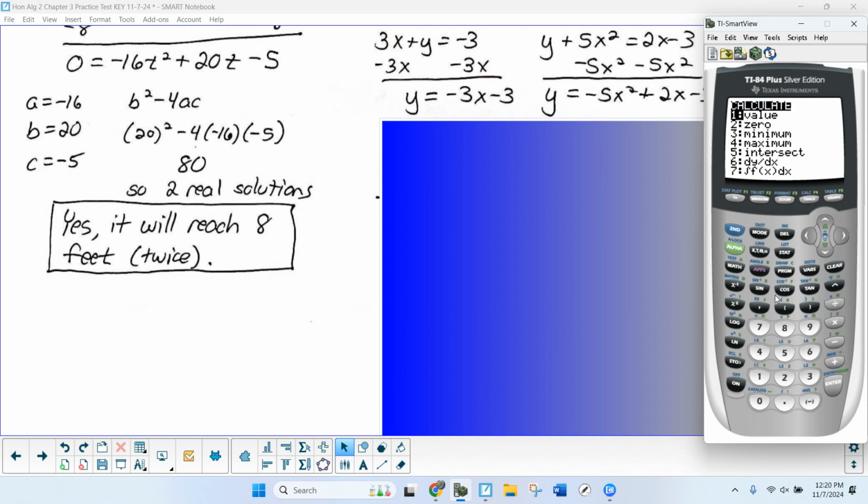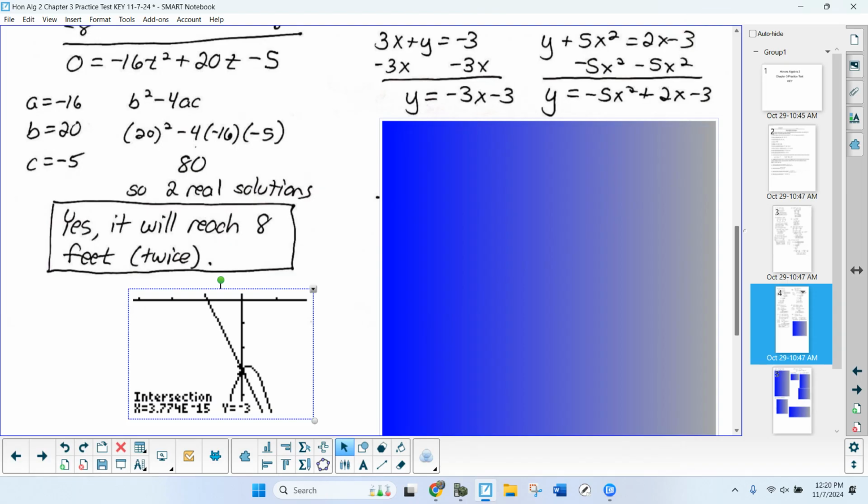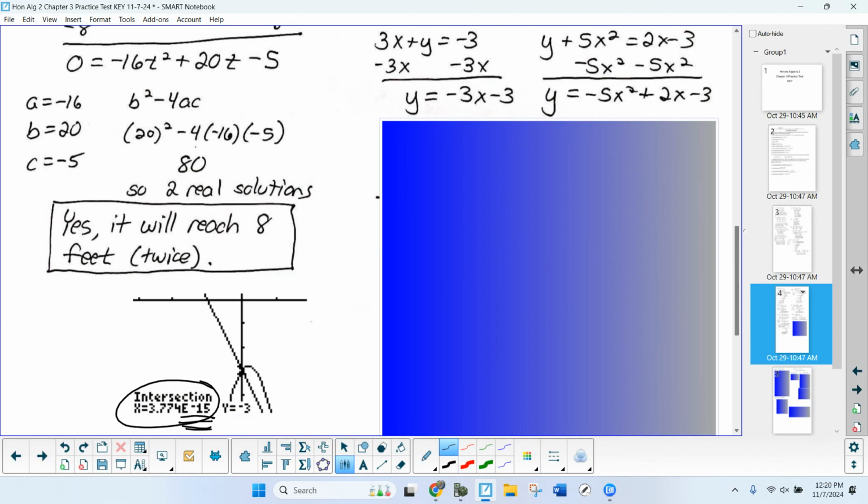Second calc, intersect, enter, enter, enter. My first one was, ooh, what is this number? I'm glad I did this because you have to be careful. What does that mean? Times 10 to the negative 15. That's 0.0000, 14 zeros, and then that number. What number is that? 0. So this is the number 0, negative 3, which is what she has.